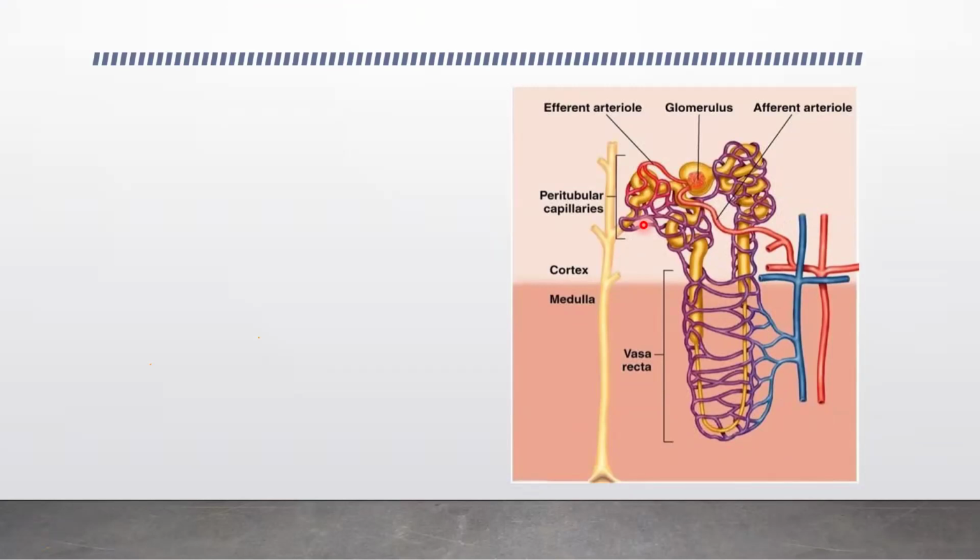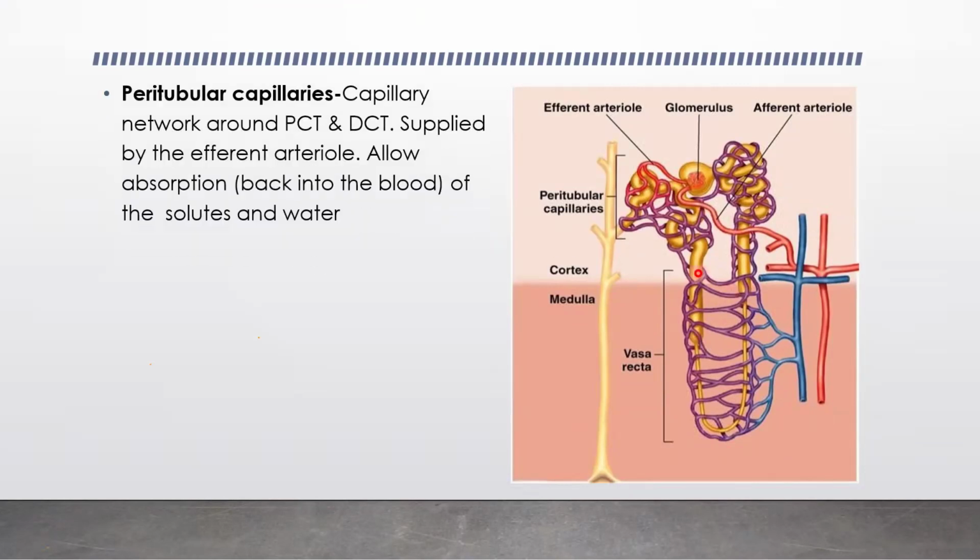Okay, so we need to talk about the blood supply around the nephron. The peritubular capillaries will be surrounding the proximal convoluted tubule and distal convoluted tubule. So you can see here, surrounding the proximal convoluted tubule and distal convoluted tubule will be our peritubular capillaries. They just allow absorption of substances into the blood. So solutes and water, glucose, and the rest of the structures will be absorbed by the peritubular capillaries.